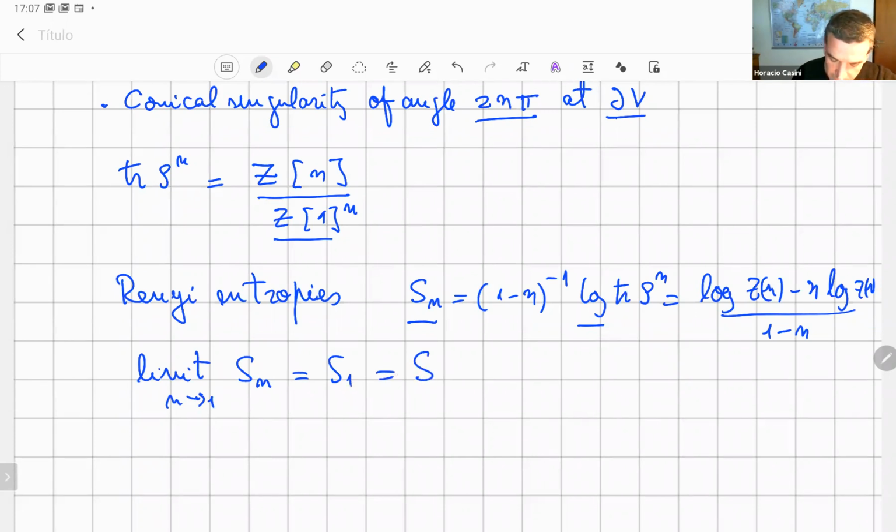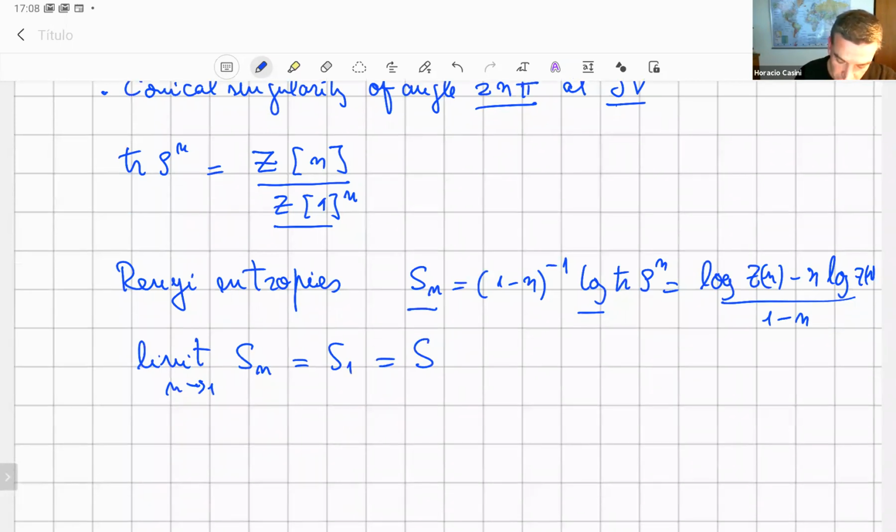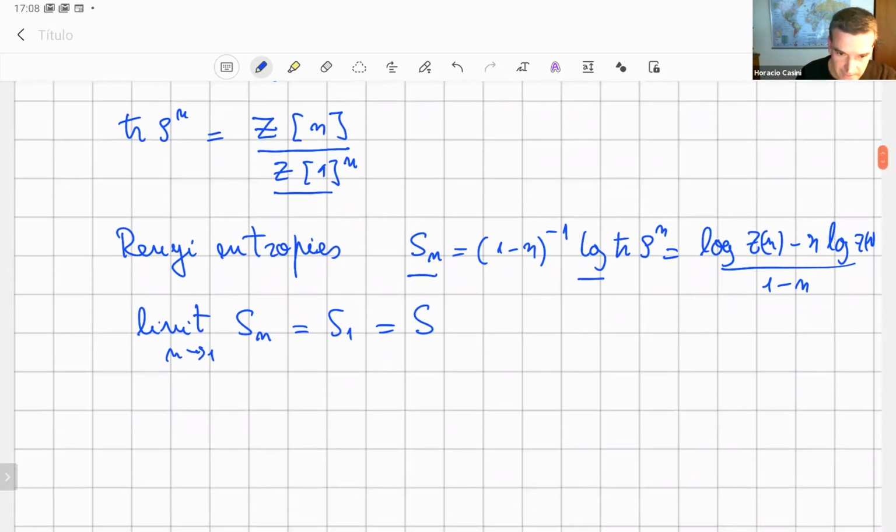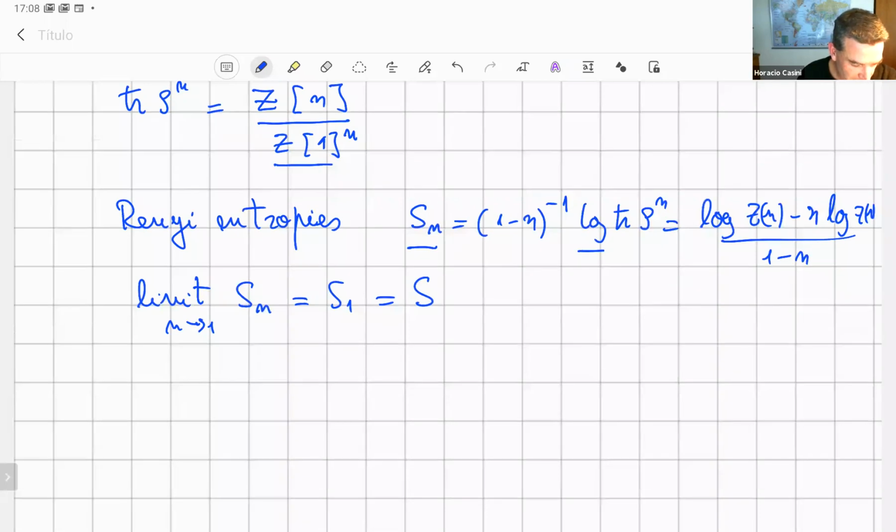So then the idea of the replica trick, if you want to compute the entropy, you can also compute the Renyi entropies that are interesting in some sense. But if you want to compute the entropy, just compute the Renyi entropies for integer n, and then do the analytic continuation for n real and go to n equal to 1, and this gives you the entropy. Sometimes it can be done, sometimes it's difficult and you don't know how to do it, but in general, this is the procedure. Let me remark two things.